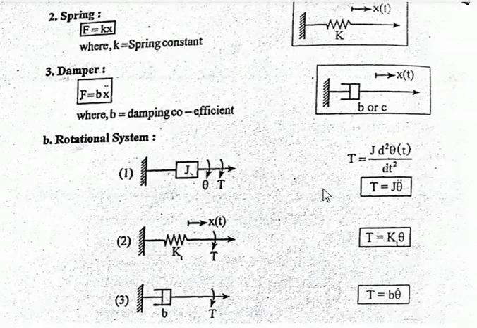Again, in the rotational system, we take the three elements or components: mass, spring and damper. Again, we apply Newton's law of motion to that mass, spring and damper in the rotational system. We can get the equations or mathematical modeling of those systems. So these are very important while solving the numericals.